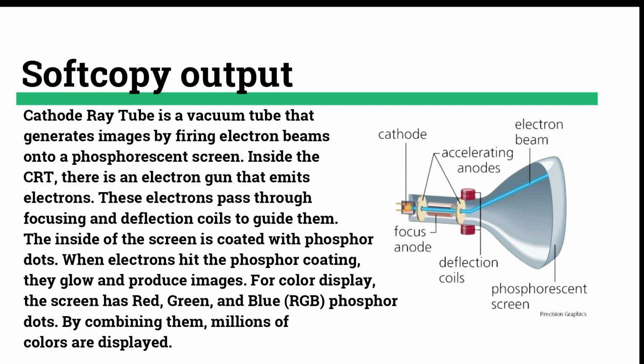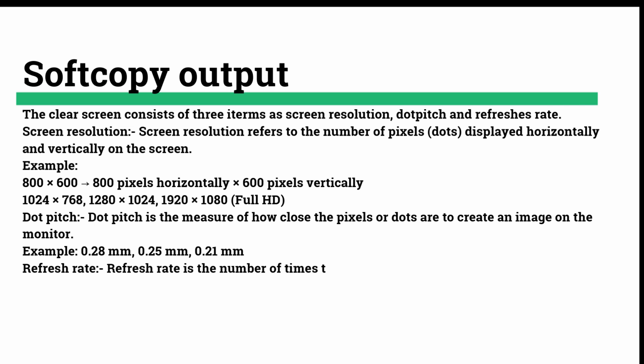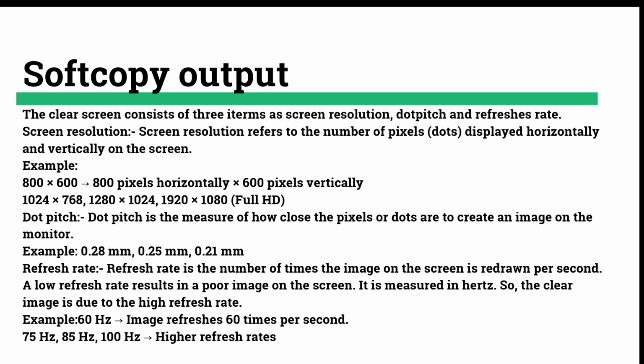The inside of the screen is coated with phosphor dots. When electrons hit the phosphor coating, they glow and produce images. For color display, the screen has red, green, and blue (RGB) phosphor dots. By combining them, millions of colors are displayed. The clarity of the screen consists of three items: screen resolution, dot pitch, and refresh rate.